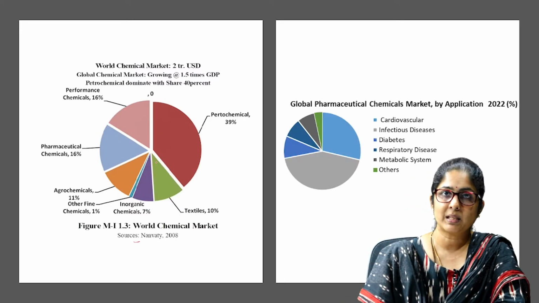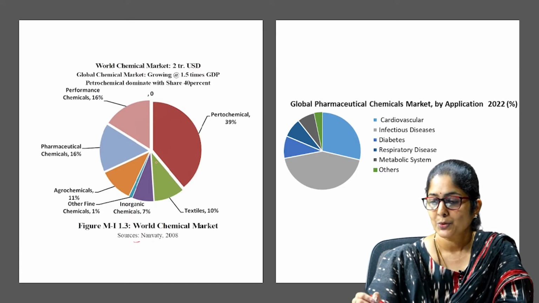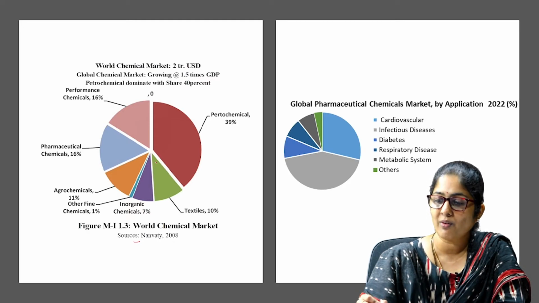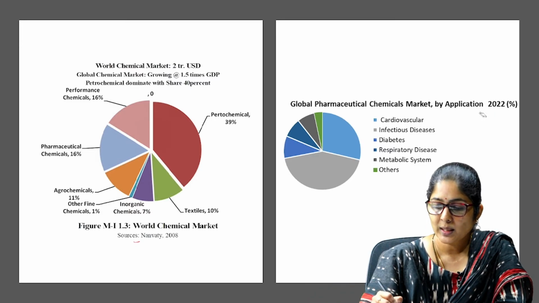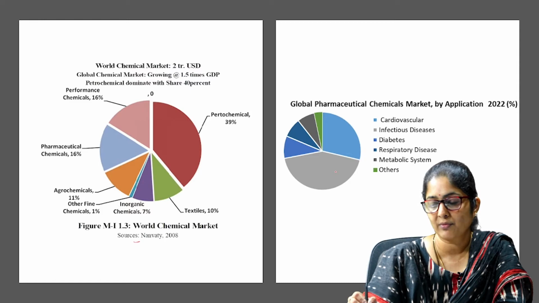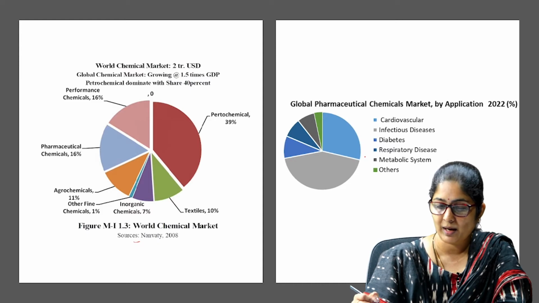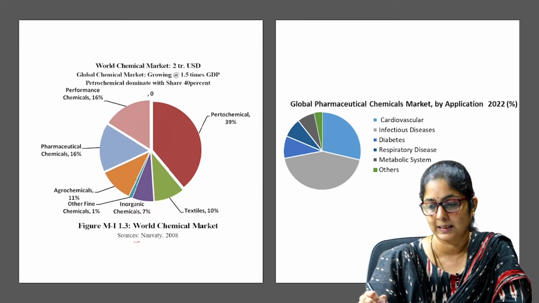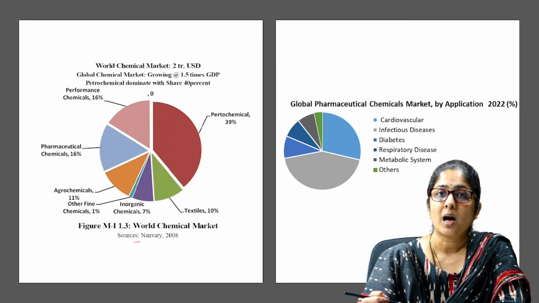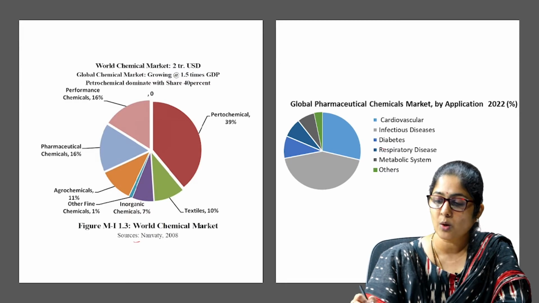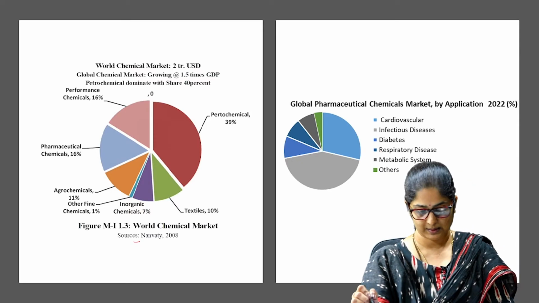Having seen the world chemical market, let me also show you the global pharmaceutical chemical market. This pie chart shows the global pharmaceutical chemical market for the year 2022. Here you can see that the largest chemicals manufactured are in the infectious diseases area. The next one manufactured is in the cardiovascular area. You can also see that the number of diabetes infected people is increasing day by day, so diabetes chemicals also form a major market in the global pharmaceutical market.